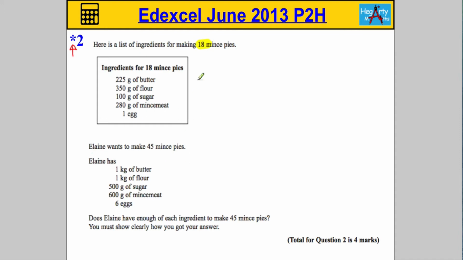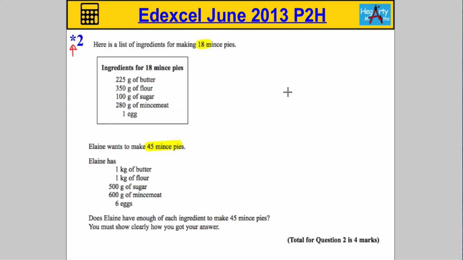And it says Elaine wants to make 45 pies. It tells us that Elaine has 1 kilogram of butter, 1 kilogram of flour, 500 grams of sugar, 600 grams of mince, and 6 eggs. And it says, does Elaine have enough of each ingredient to make 45 mince pies? We've got to clearly show how we got our answer.